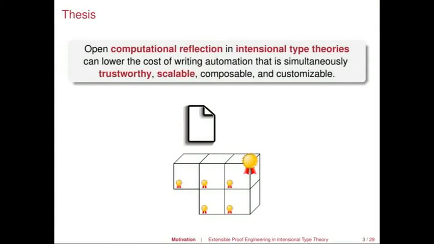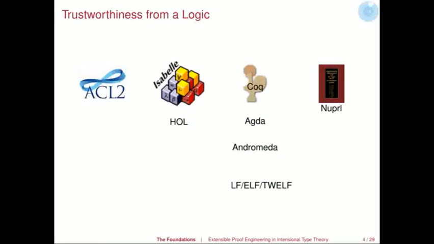The way I'm going to do this is I'm going to use some techniques that exist already. Computational reflection and intensional type theory are two of the main things. I'm going to talk about what they mean. The combination of these two things, so intensional type theory, is going to get us the trustworthiness that we're looking for. And computational reflection is going to get the scalability that we're looking for. And I'm going to talk about the composability and customizability in my contributions after this.